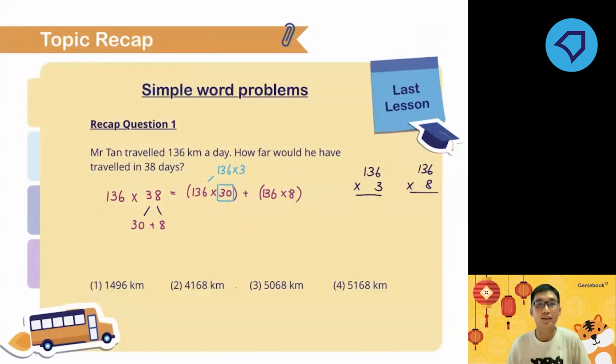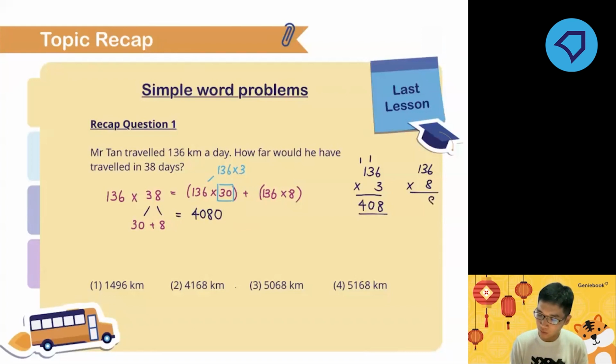Now let's start with 136 times 30. We can start by taking 136 times 3. See how I do it. 6 times 3 is 18, bring up the 1. 3 times 3 is 9. 9 plus 1 is 10. So put a 0 here and bring up the 1. Then 1 times 3 is 3. 3 plus 1 is 4. Now this is only for 136 times 3, but I'm doing 136 times 30. 30 is 3 times 10, so I need to multiply it by another 10. It's just adding a 0 to the back of the answer. So it's 4,080.